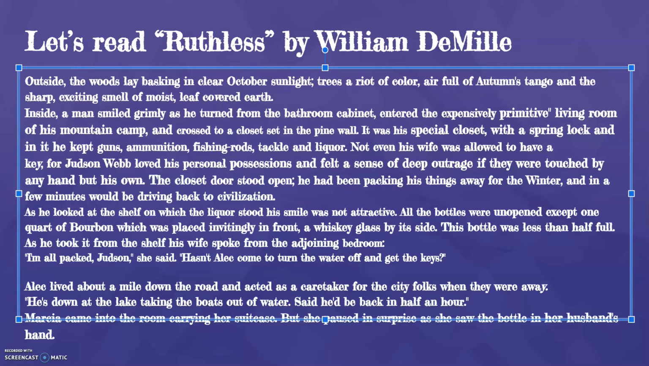The closet's door stood open. He had been packing his things away for the winter, and in a few minutes would be driving back to civilization. As he looked at the shelf on which the liquor stood, his smile was not attractive. All the bottles were unopened except one quart of bourbon, which was placed invitingly in front, a whiskey glass by its side. This bottle was less than half full.